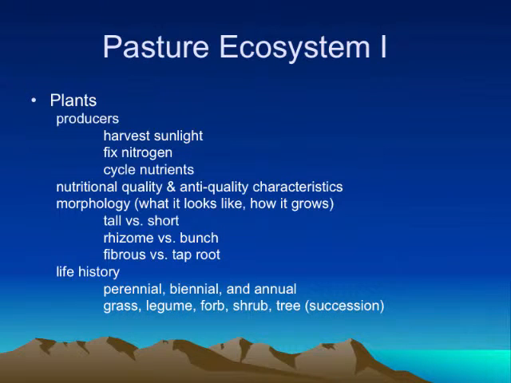So let's talk about plants. From a pasture ecology side, we talk about them being producers. They harvest the sunlight. They, along with their bacteria, will fix nitrogen, and they're a major part of the nutrient cycle. Different plants have nutritional quality. Depends on the plant and the age. They may have anti-quality components. We've already talked about tall fescue. That's one of the main ones.